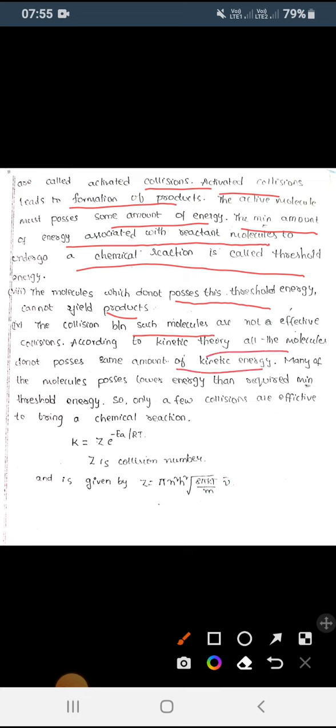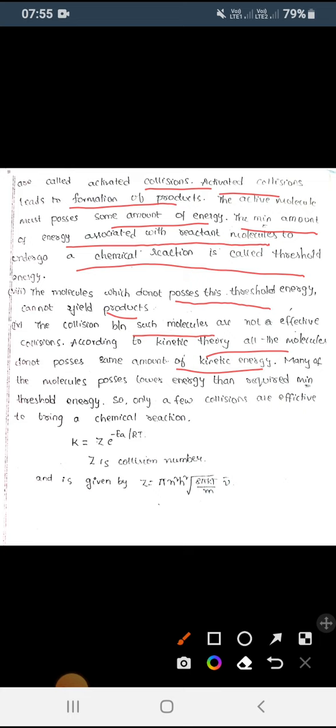The minimum amount of energy that reactant molecules must have to undergo a chemical reaction, we call threshold energy. The molecules which do not possess threshold energy cannot give products, and collisions between such molecules, which undergo collisions according to kinetic theory, do not always produce the required amount of kinetic energy.